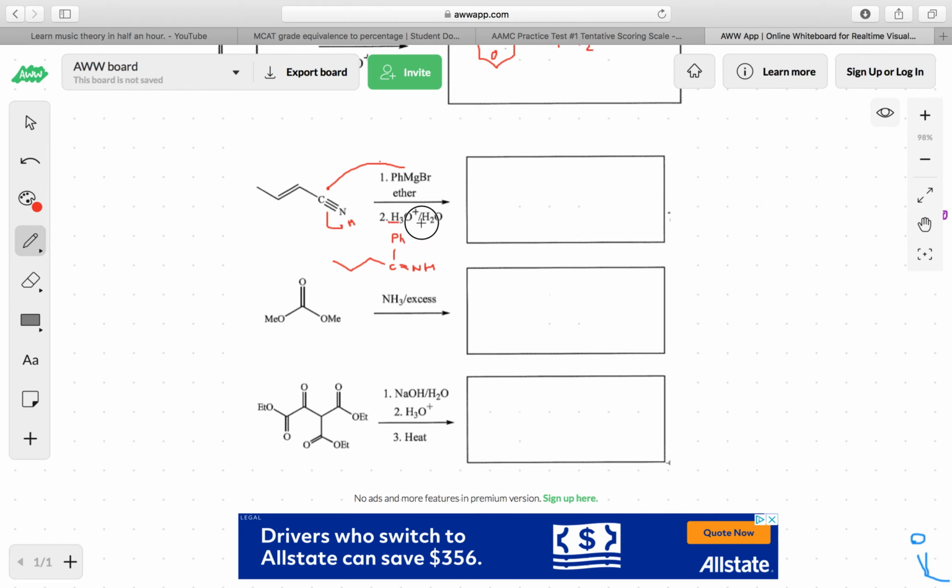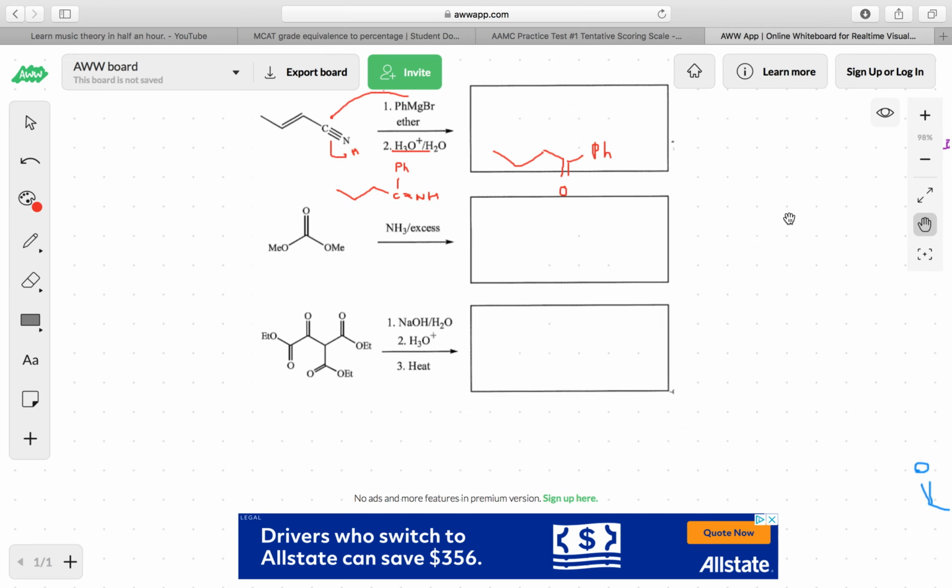So if we add acid to our imine, we're going to do imine hydrolysis. So this is just going to turn into a, what is this? This would be 1, 2, 3, 4. We're going to get something like this. So you're going to turn it into a ketone. So remember that there's always those trick questions.